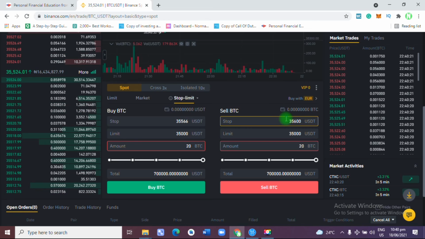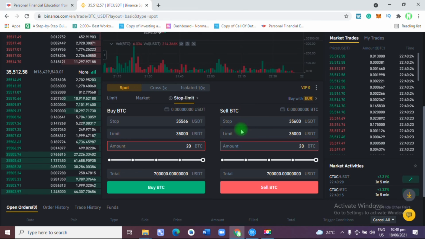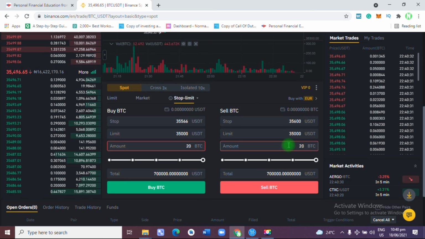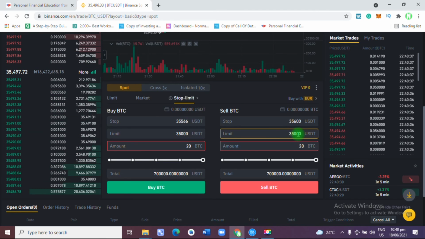So as soon as it reaches 35,600, it will place an order for 35,000. So if it keeps dropping to 35,000, it will sell it for you automatically so that you do not lose too much. But if it doesn't reach 35,000 and it keeps going up, you make more profit. I hope you get it now.